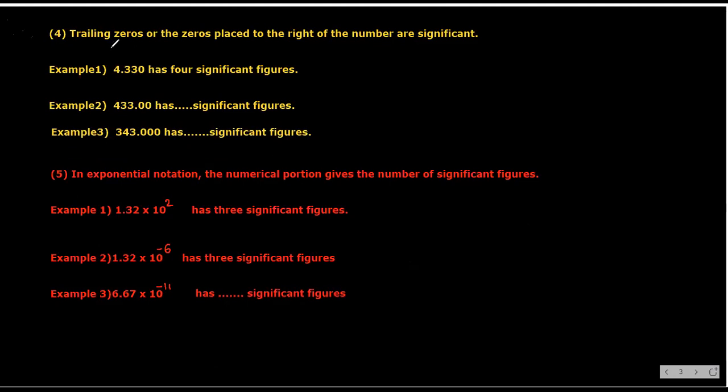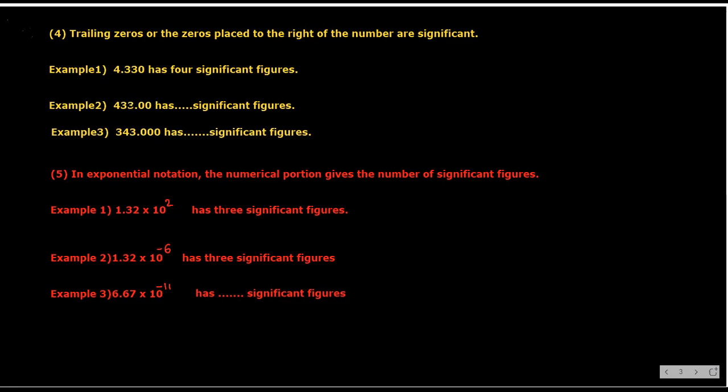Here you see, trailing zeros, or the zeros placed to the right of the number, are significant. So here, look: 4.330 has four significant figures. So this is a significant figure.